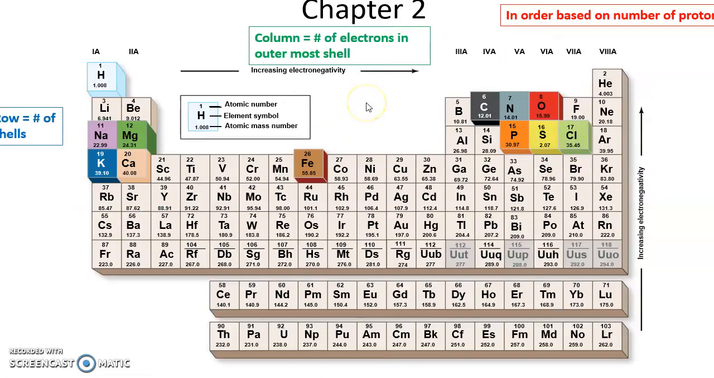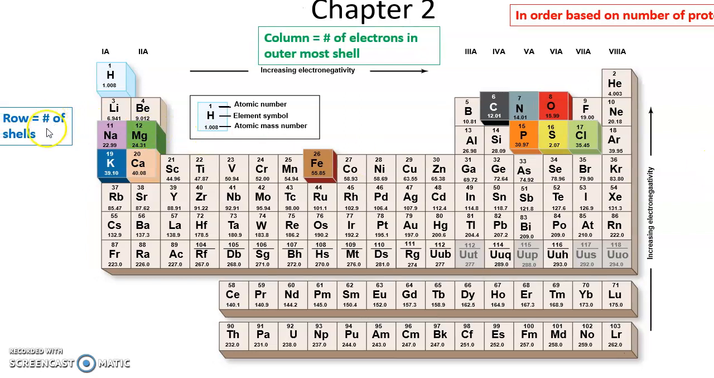chemical properties. When we look at the periodic table again, we know, of course, the order is based on number of protons or atomic number. They also organize the elements based on the number of shells and the number of electrons in the outermost shell. So each row is how many electron shells that element has. So hydrogen has 1 electron shell because it's in the first row. Lithium has 2 electron shells because it's in the second row. Sodium 3, potassium 4, and so on.